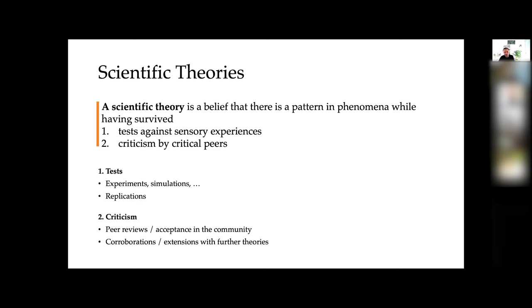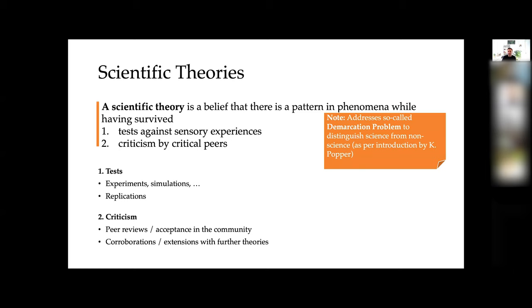A scientific theory is a belief that there is a pattern in phenomena while having survived multiple attempts at refutation. Multiple tests against sensory experiences, which is exactly what we do in empirical software engineering. And this is exactly what Karl Popper introduced as the so-called demarcation problem, saying that a theory that is not testable, a theory that cannot be challenged, can never be scientific.